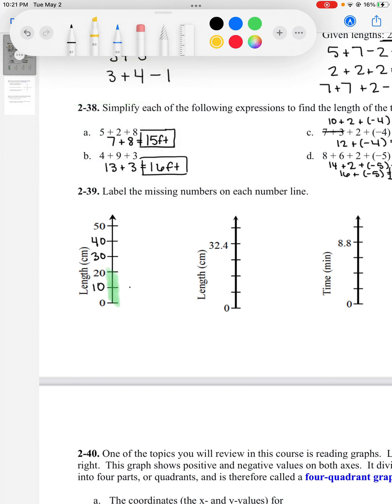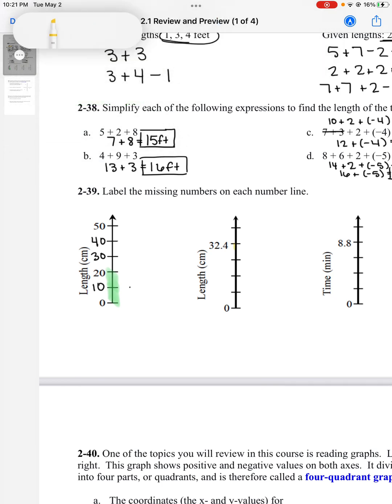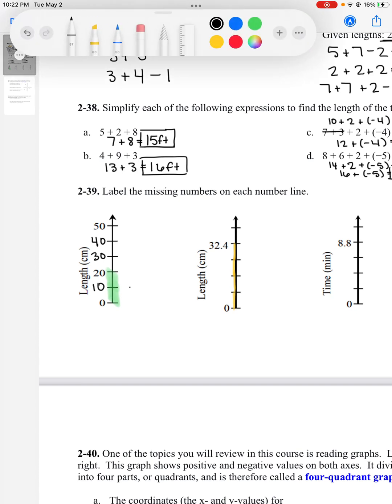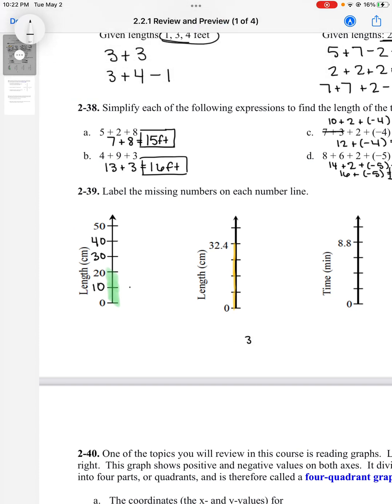Okay, so I can do the same thing for the next one. So I have 32 and 4/10, and I can go, okay, there's 1, 2, 3, 4. So I'm going to take 32 and 4/10 and divide it by 4. 4 goes into 32 8 times.